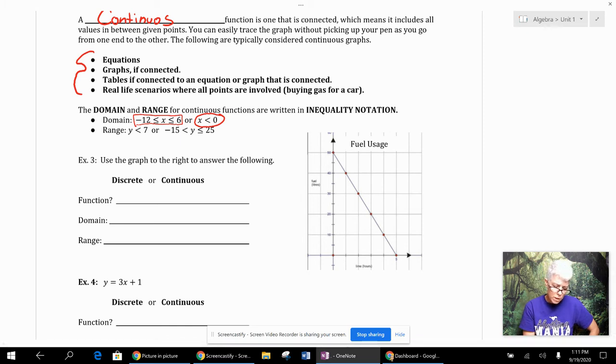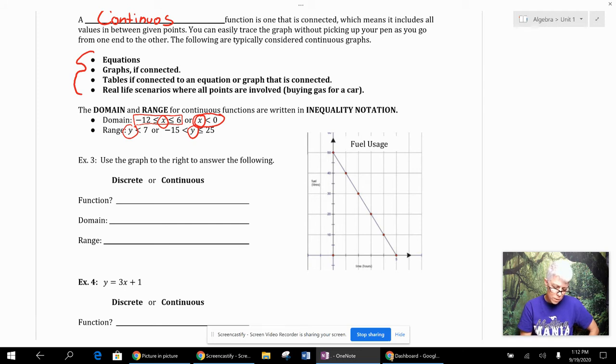And then the range, and I want you to notice that for domain, they used x here and x here. For range, we have a y here and a y here. So you want to keep that straight in your head too. It's not always going to be x. Sometimes it's going to be y. And the y means range. The x means domain. So keep all those things in mind.